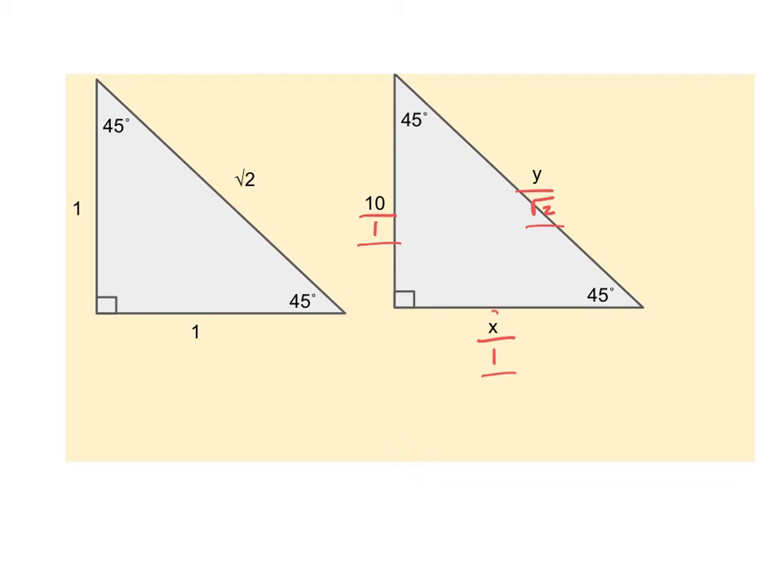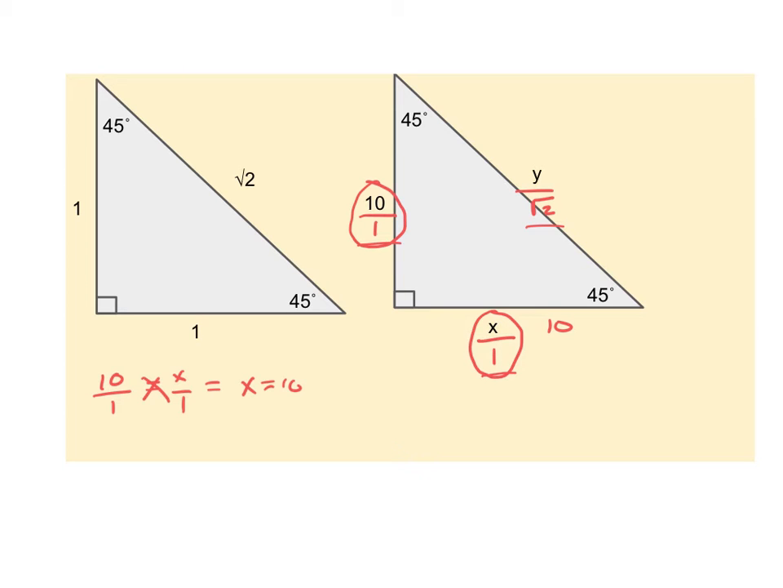So the first one I'm going to solve for is x. So what I have is I have 10 over 1. Now, all these sides have to have the same ratios, so that means I can make them equal to each other. So 10 over 1 is equal to x over 1. When I cross multiply, I'm going to end up with x equals 10, or just that this side down here is 10.